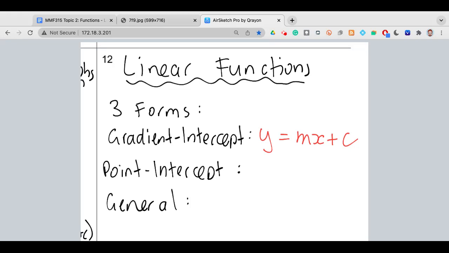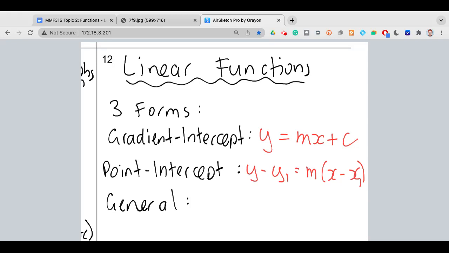It looks like this. I'm not going to explain what it means, though, so just take it in verbally or write it down for yourself if you need to. y minus y1 equals m outside of x minus x1. Okay, I will explain verbally, but that's the form of it. If you're asked to write something in point-intercept form, that's what it looks like.